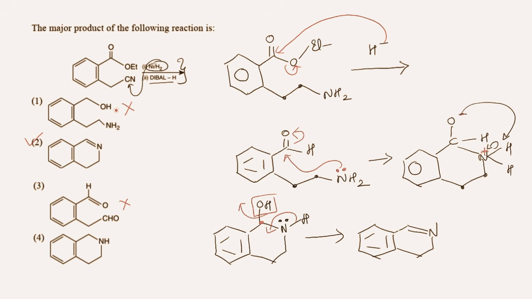So apart from the benzene, there has to be one more ring over here, which is not possible. So what should be the product now? Option 2. In option 4, the double bond is missing, so you can eliminate this.